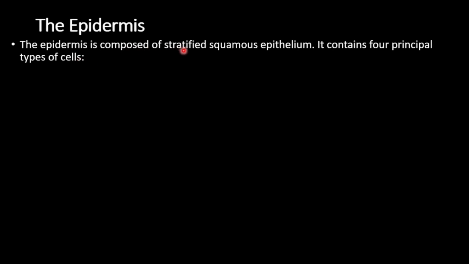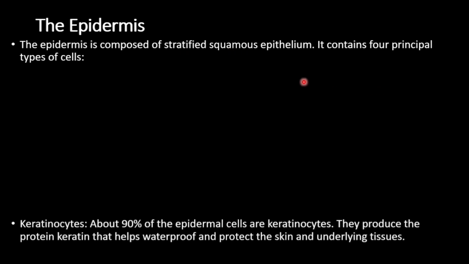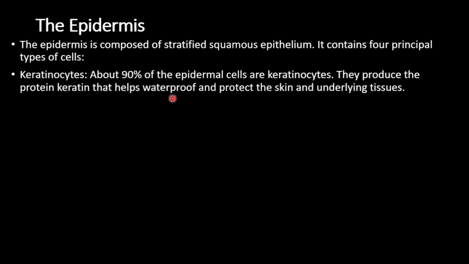But let's talk about them individually. We're talking about the epidermis first. The epidermis is composed of stratified squamous epithelia, and it contains four principal types of cells. The first one is the keratinocytes. About 90% of epidermal cells are keratinocytes. Keratinocytes are the building blocks of keratin. They produce keratin, and they are cells that constantly die.